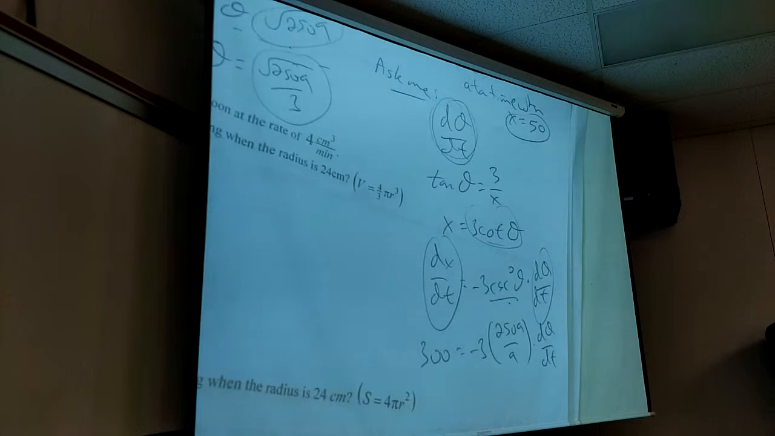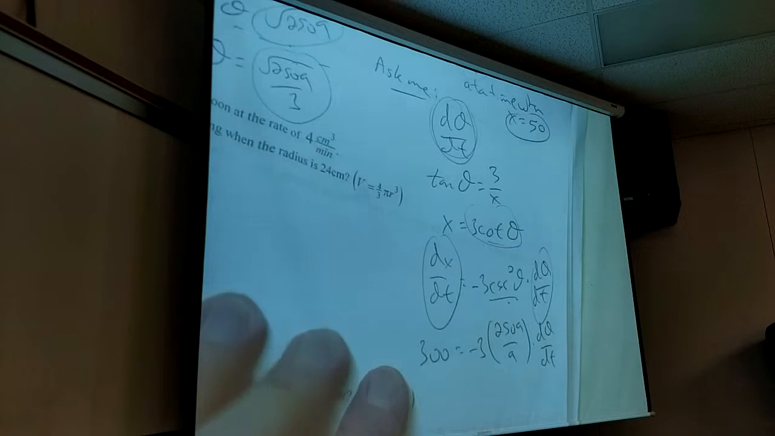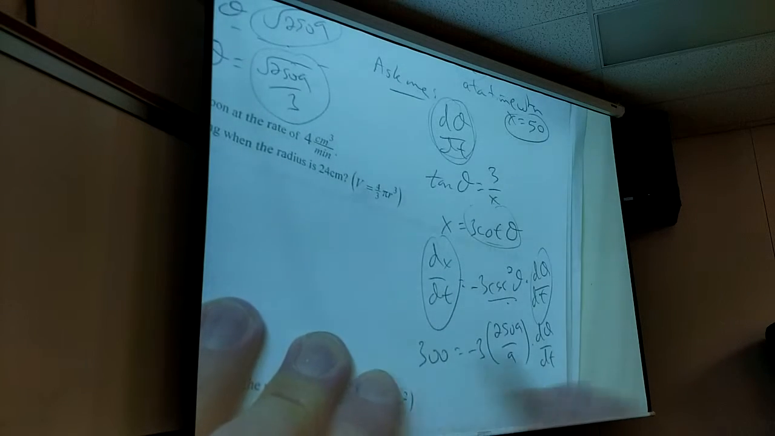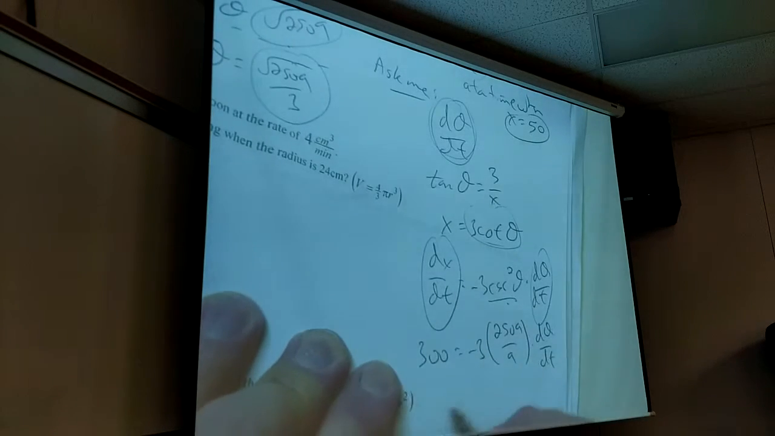As the plane flies away, my angle decreases, right? So that's why it makes sense. The answer is going to come out negative. There are all these checks and balances here. So now, I don't care about this part. It's negative 100, negative 900, whatever negative 900 divided by 2509 is.